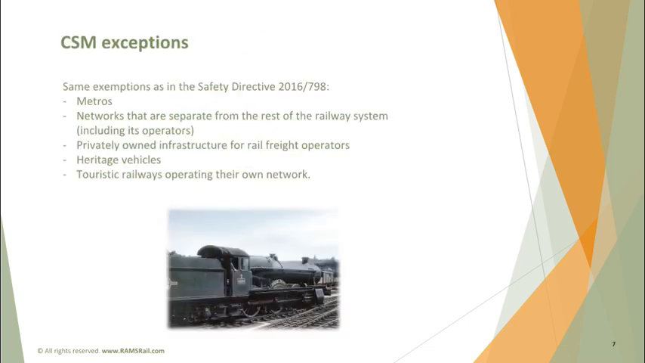CSM exceptions. There are some exceptions where CSM is not mandatory. These are basically the same as the ones defined in the Safety Directive 2016/798. Metros. Networks that are separate from the rest of the railway system, for example mountain railways. Privately owned infrastructure for rail freight operators. Heritage vehicles. And also, touristic railways operating their own network.